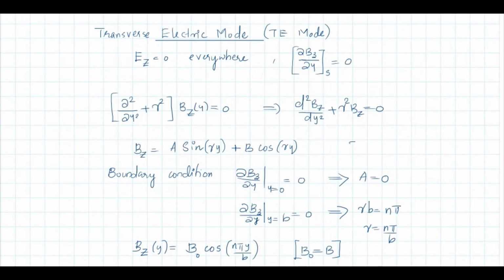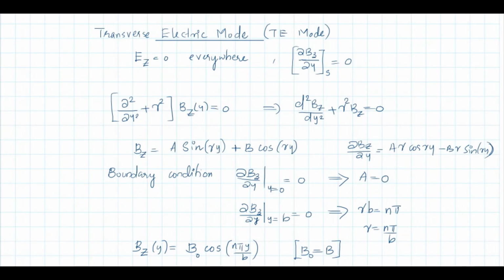Okay, because we need boundary condition in derivative. So that becomes a gamma cos gamma y minus b gamma sin gamma y. This should be 0 when you put y equal to 0. When you put y equal to 0, this term will vanish, but this term will be non-zero. In order to make this 0, a should be 0. What is the second boundary condition? Dou Bz by dou y at y equal to b is 0. So gamma b should be 0.